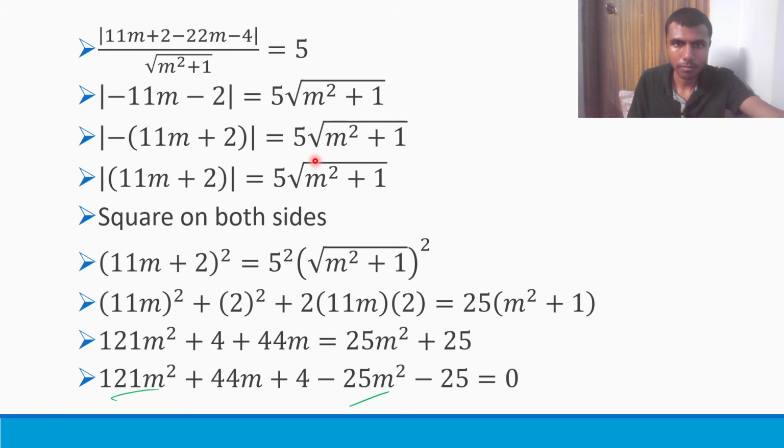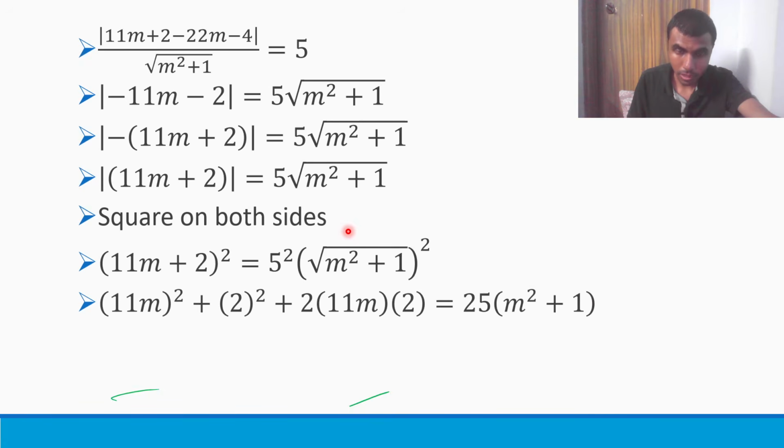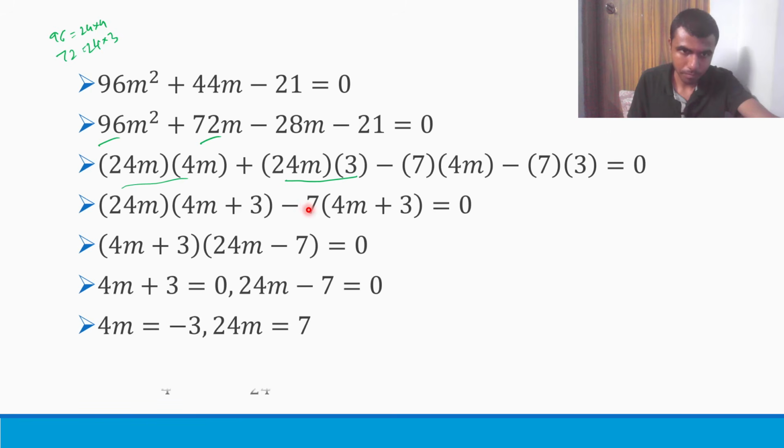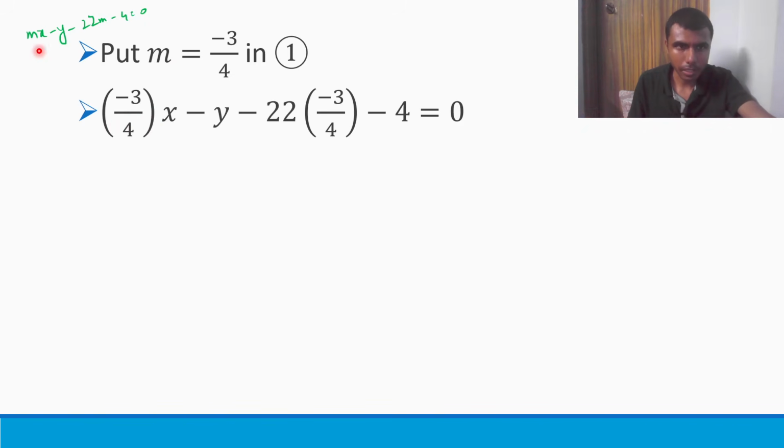So now put m equal to minus 3 by 4 in equation 1. This is my tangent equation: mx minus y minus 22m minus 4 equal to 0. In this, put m as minus 3 by 4. So minus 3 by 4 into x minus y minus 22 into minus 3 by 4 minus 4.